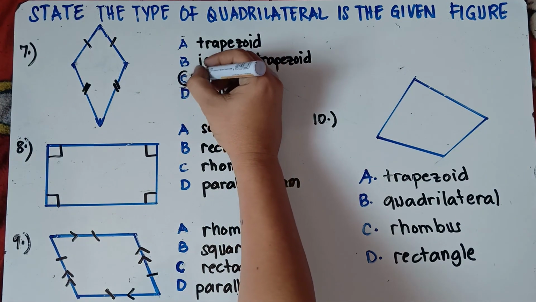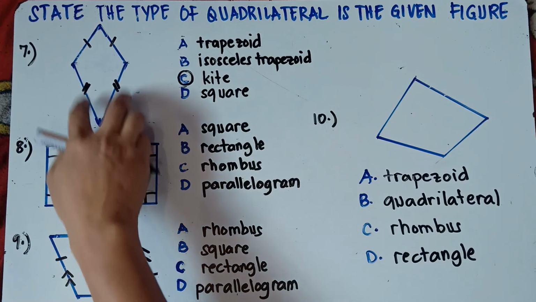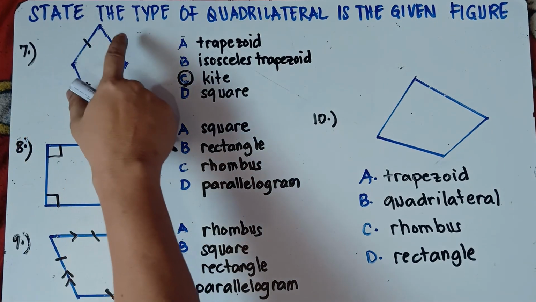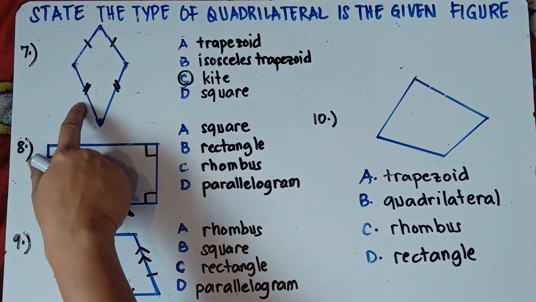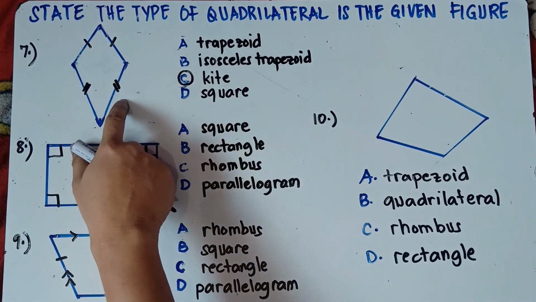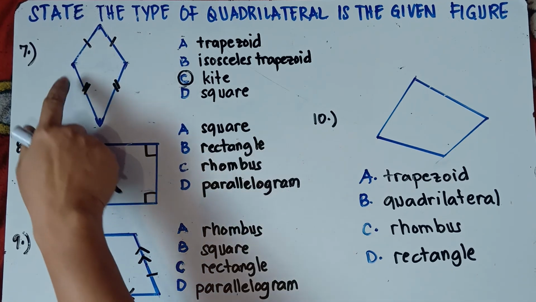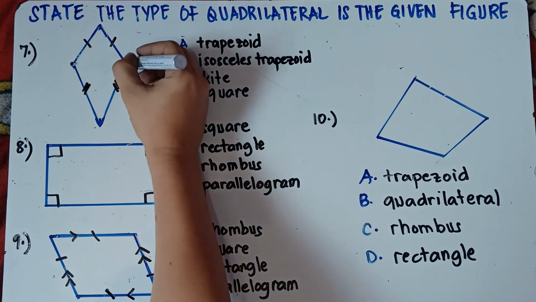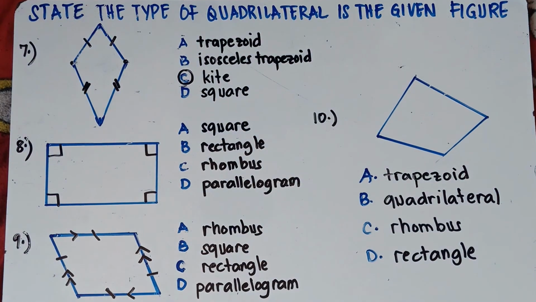And for the kite, class, they have 2 adjacent sides. The 2 adjacent sides have the same measure. So this side is the same measure as this side, and this side is the same measure as this side. Once again, we call them adjacent sides because they share a common vertex, class. This is the vertex. They share a common vertex.